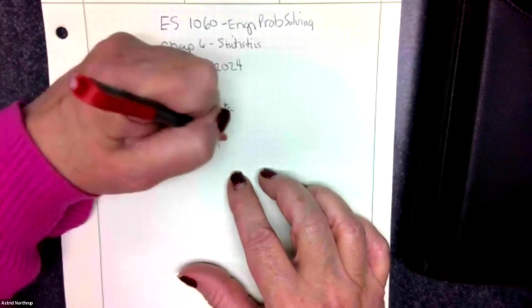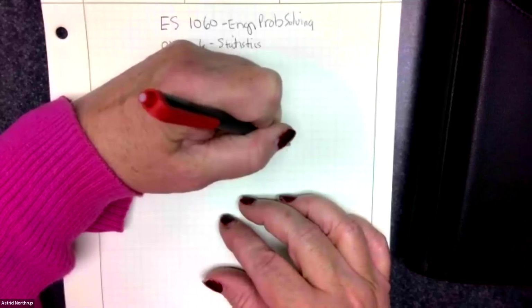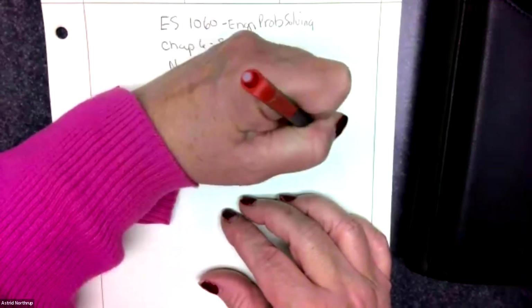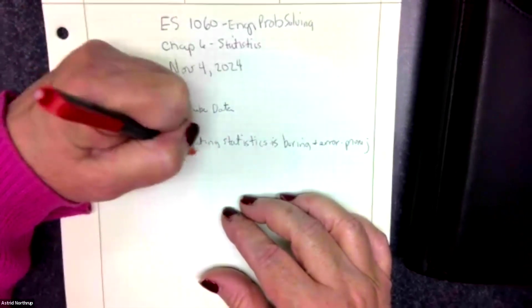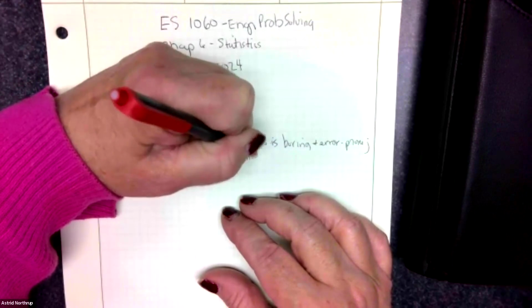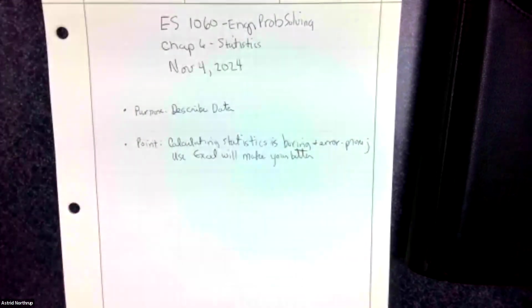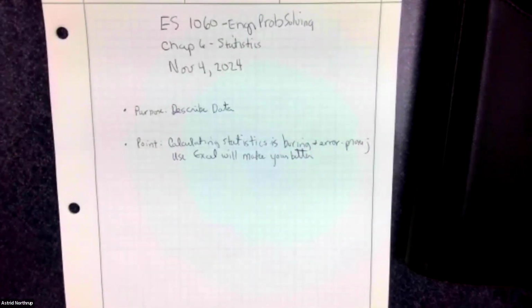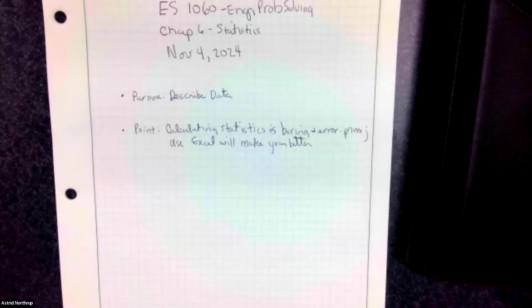And the point of the lecture today is calculating statistics is boring and error prone, and using Excel is the best. Using Excel will make your life better because Excel will do all of the drudgery for you, and it will also eliminate any mistakes except for the possibility that you choose the wrong formula or input the data incorrectly, each of which is quite easy to correct. So I really love to use Excel when I'm analyzing statistics.